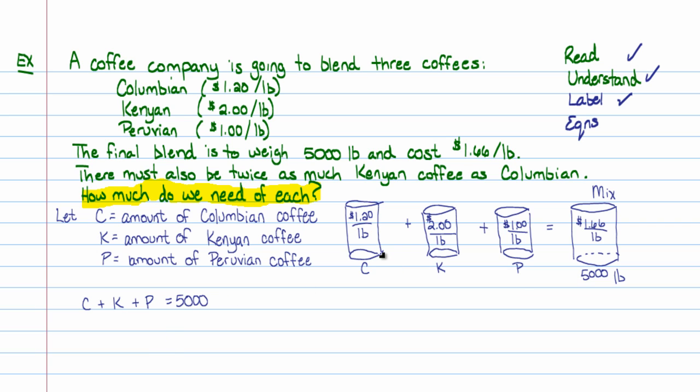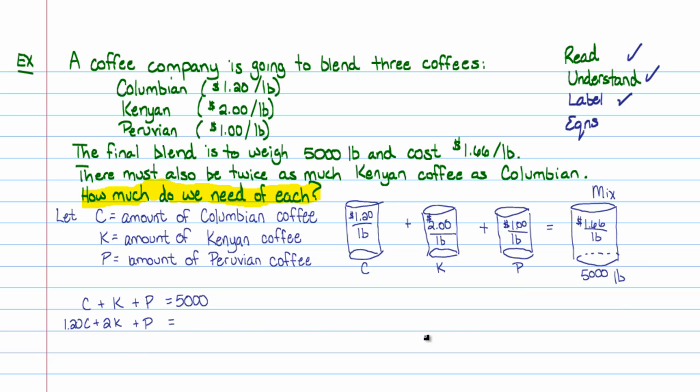And then we also have something that is pretty easy to grab from this. I know how much I'm going to spend on this Colombian coffee. If it's $1.20 a pound and I buy C pounds of it, it's going to be $1.20 times C. For example, if I bought 10 pounds, it'd be $1.20 times 10, or $12. So I'll have $1.20 times C plus the amount of money I'm going to spend on the Kenyan coffee, which is $2 times K, plus the amount I'm going to spend on the Peruvian coffee, which is pretty easy because it's just $1 per pound, so $1 times P.